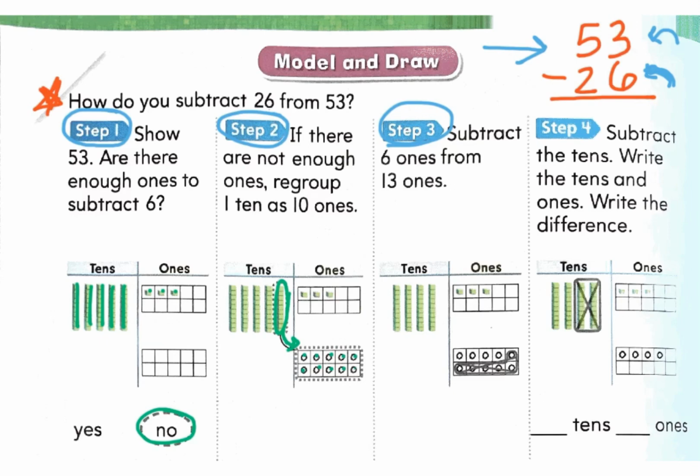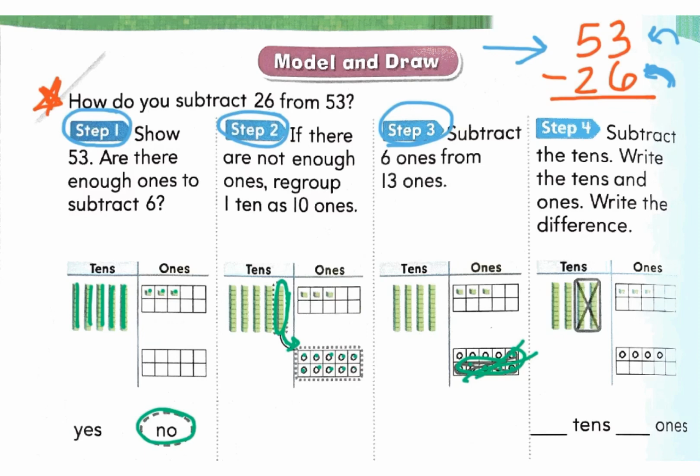Okay, subtract 6 ones from 13 ones. Let's do that. This is our 13 ones here. We're going to subtract 6. 1, 2, 3, 4, 5, 6. Take those, get rid of them. Yep.